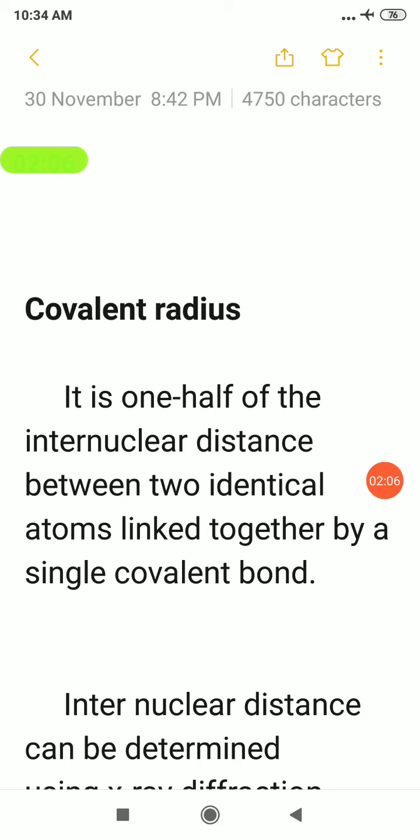Dear students, you may know what is called a covalent bond. Can you please tell me what is a covalent bond? A covalent bond is formed by the mutual sharing of electrons between two atoms. Two atoms mutually share electrons, so a bond is formed. That bonding is called covalent bonding. Now we can define covalent radius. It is 1/2 of the internuclear distance between two identical atoms linked together by a single covalent bond.